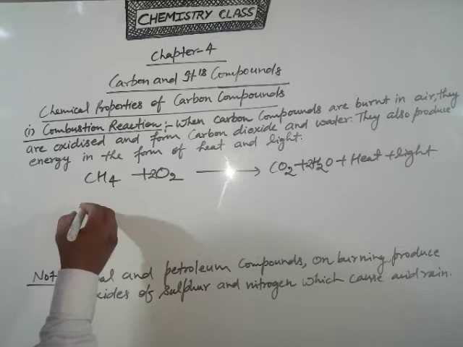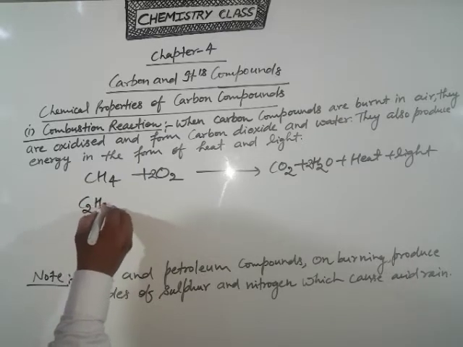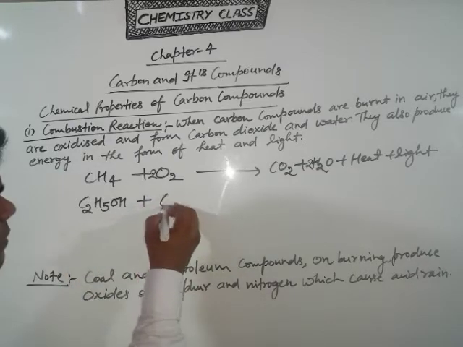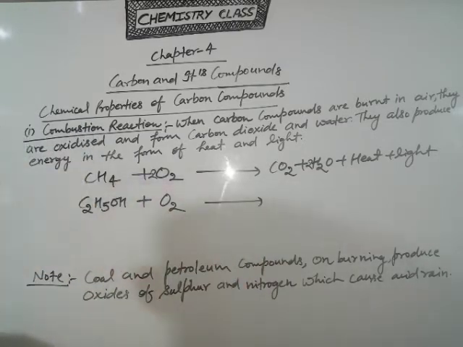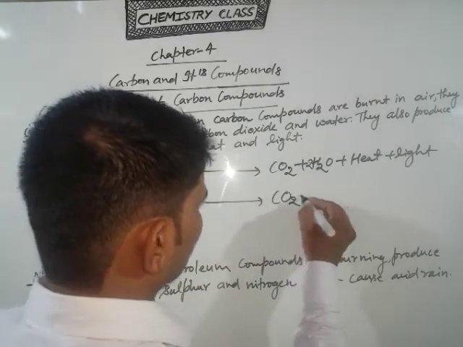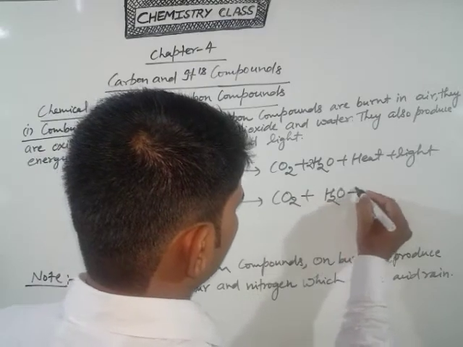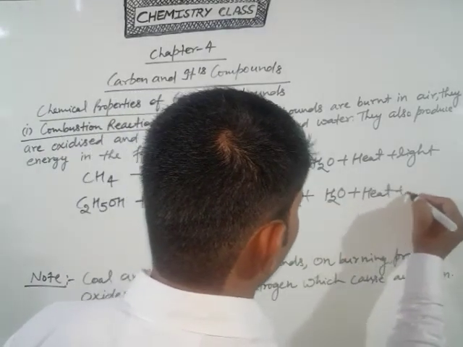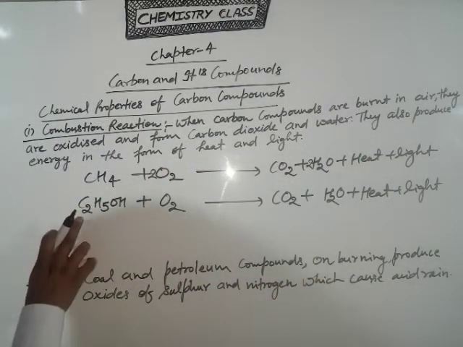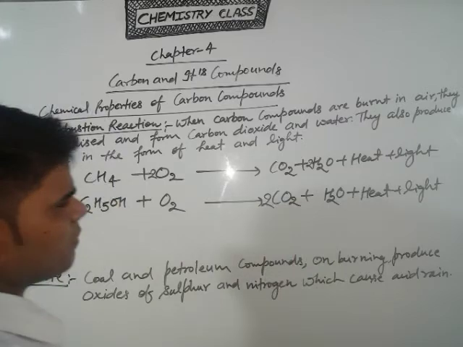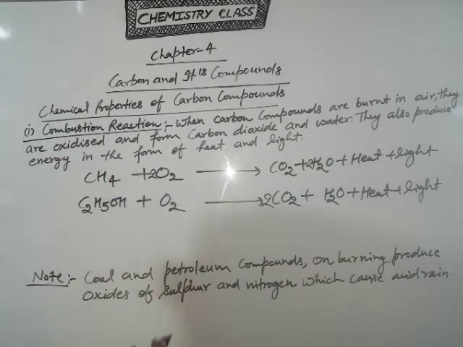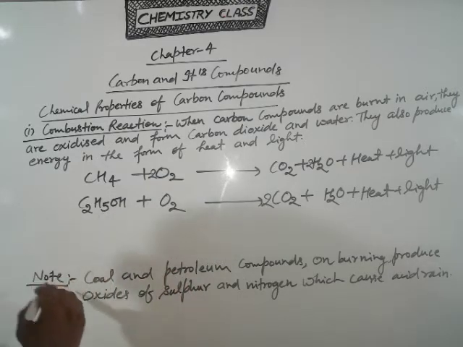Now if you take another example like C2H5OH, this is a derivative of hydrocarbon, and it also burns in oxygen. So it will also provide CO2 plus H2O, heat plus light. Clear? So students, how many total carbon atoms? 2. In this case, on the right side you multiply by 2. And how much hydrogen? 5 and 1, it is 6.